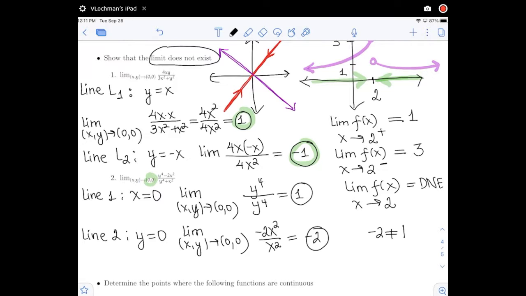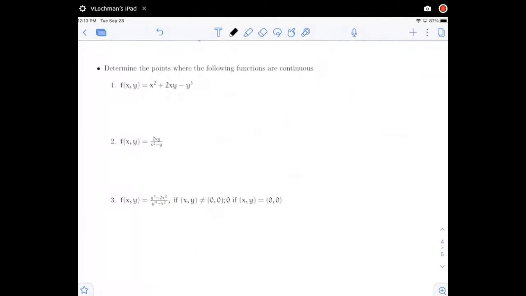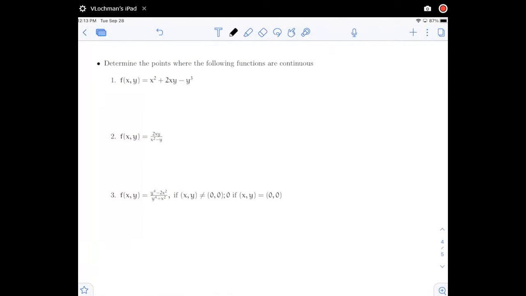That's a common mistake that I see sometimes. I say show that the limit does not exist. Students pick 2 or 3 lines, end up with the same limit, and then conclude that that is the limit. That is not true. Keep looking for that one line that will give you a different answer. All right, we're going to keep going because I do want to cover partial derivatives.